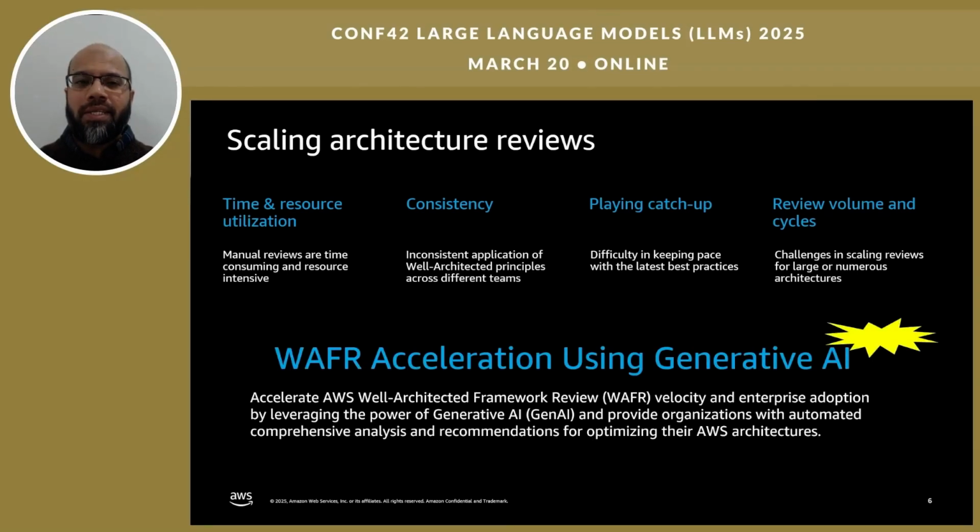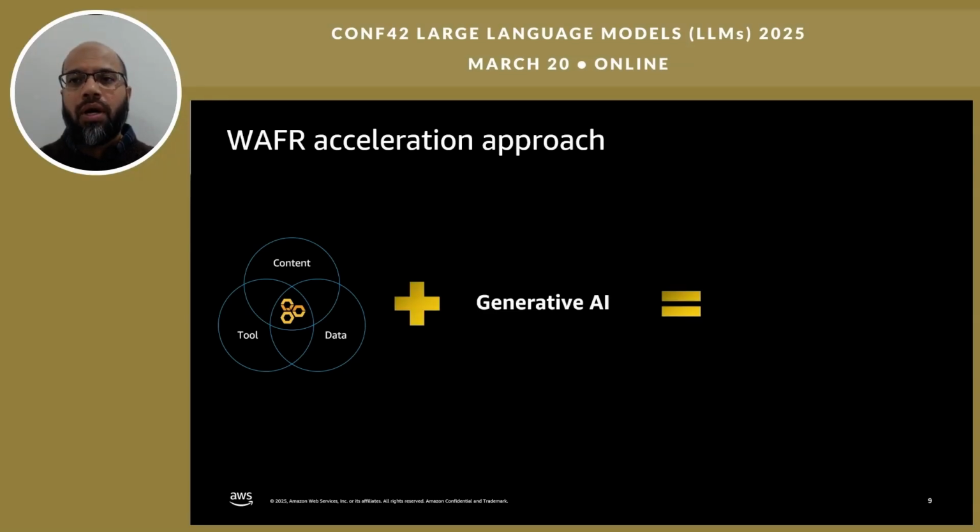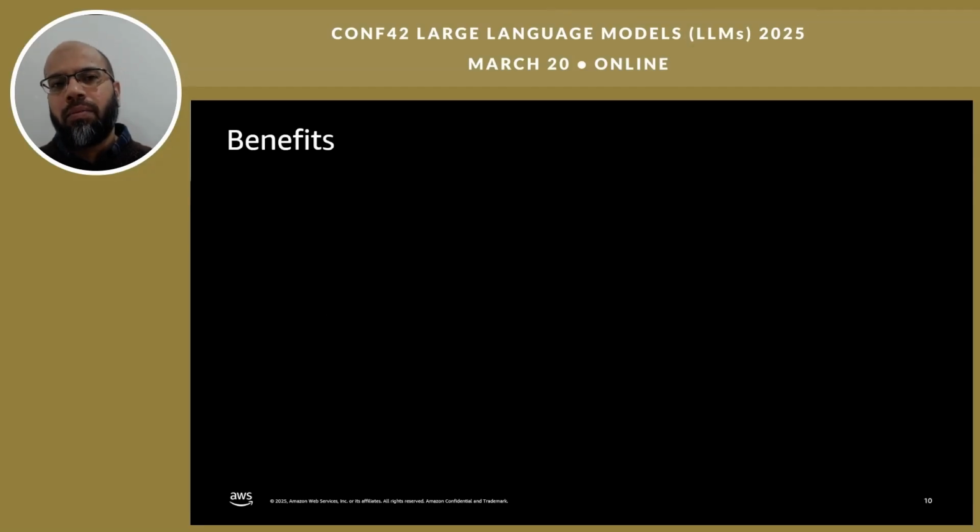To overcome these challenges, builders like me at AWS have come up with a vision to accelerate AWS well-architected framework velocity and enterprise adoption by leveraging the power of GenAI and provide organizations with automated comprehensive analysis and recommendations for optimizing their AWS architectures. The proposition here is to use the Wafer content, tool, and data with generative AI to drive well-architected assessments. And this approach brings multiple benefits to the enterprises.